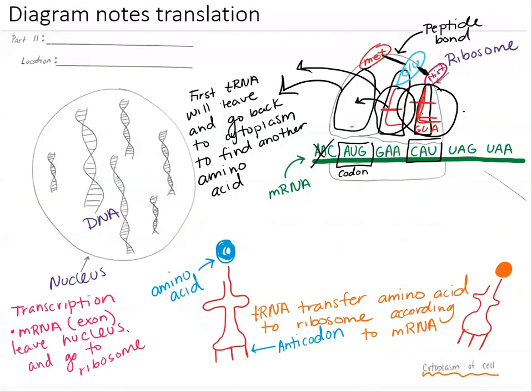Once the ribosome comes to a stop codon, then our mRNA strand is released, and this polypeptide, or the protein that was built, is going to go to the rough endoplasmic reticulum to be folded into its proper function.